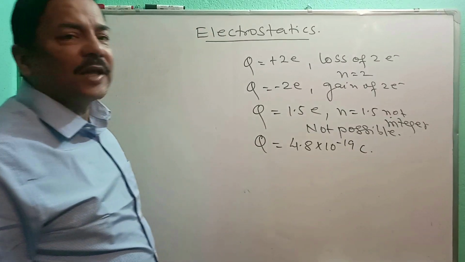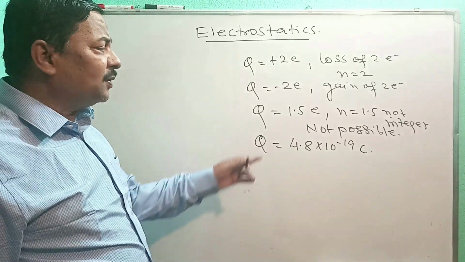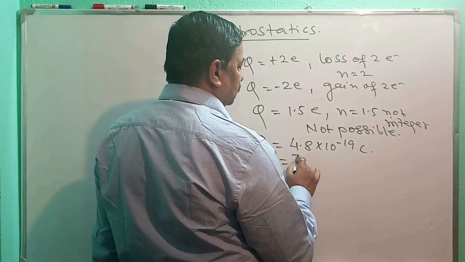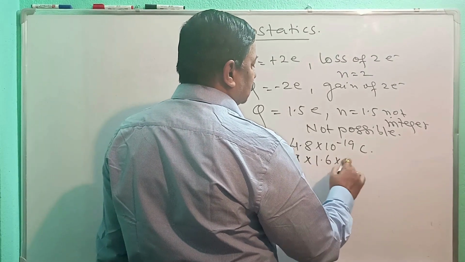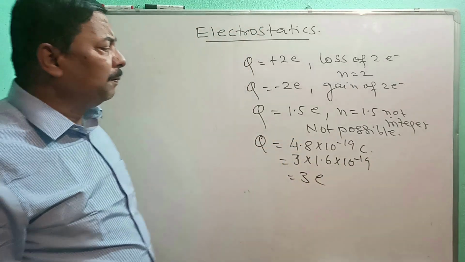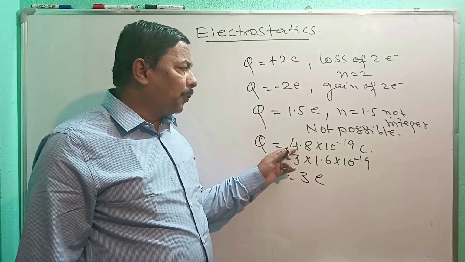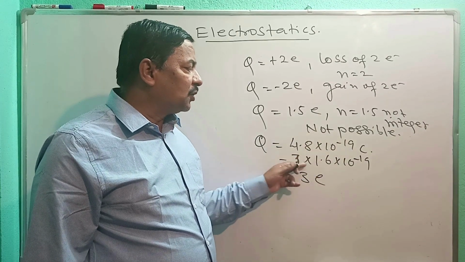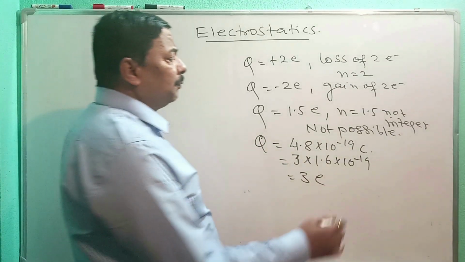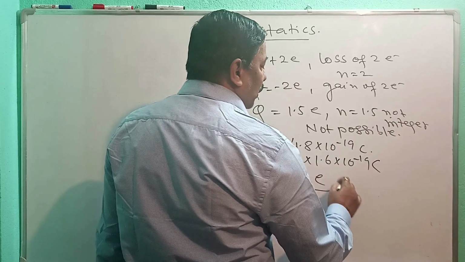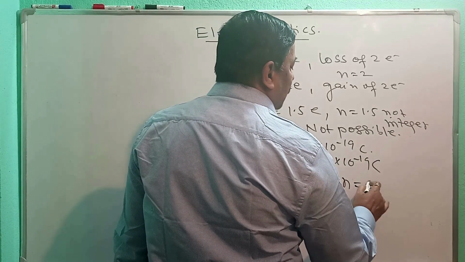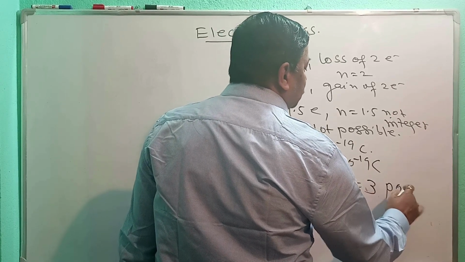Now think whether this charge is possible or not. This charge is also possible, because it is 4.8 into 10 to the power minus 19 coulomb. This is 3 into 1.6 into 10 to the power minus 19 coulomb, and this is your 3e. So again N is equal to 3. So possible.